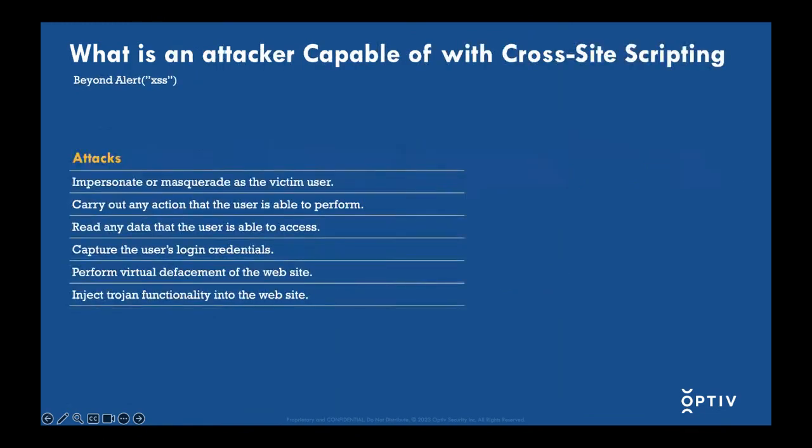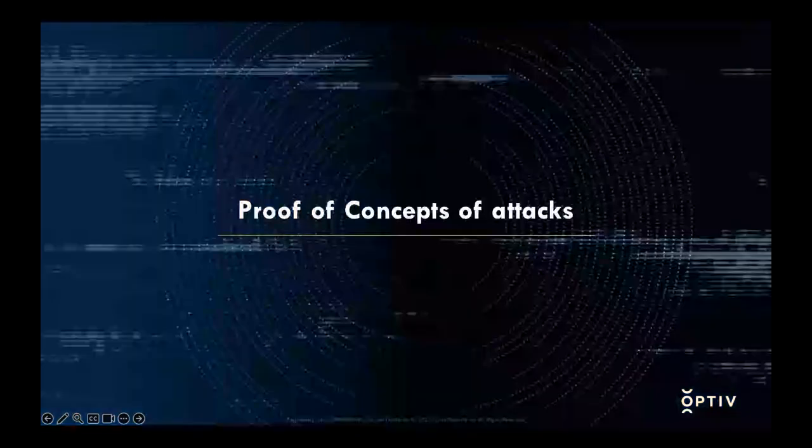So what's an attacker capable of with cross-site scripting? They can impersonate or masquerade as the victim user. They can carry out any action that the user is able to perform. They can read any data that the user is able to access, and they can capture users' login credentials. They can perform virtual defacement of a website, and they can inject Trojan functionality into a website as well.